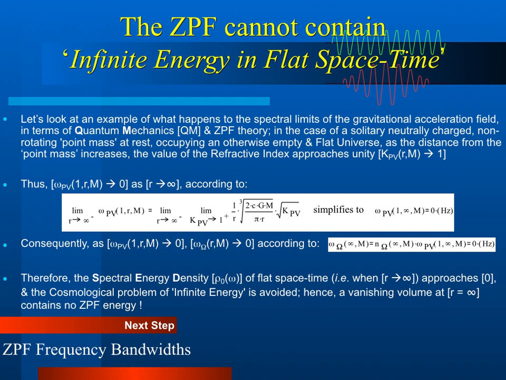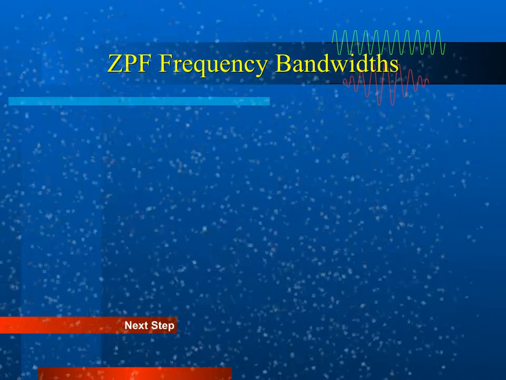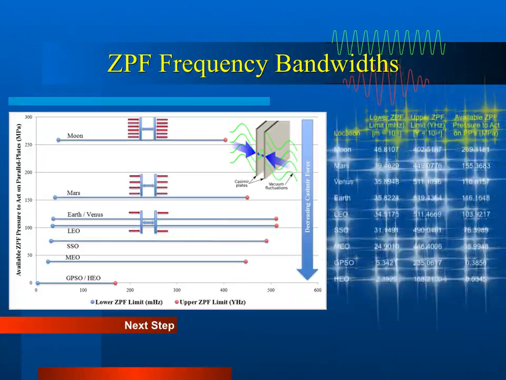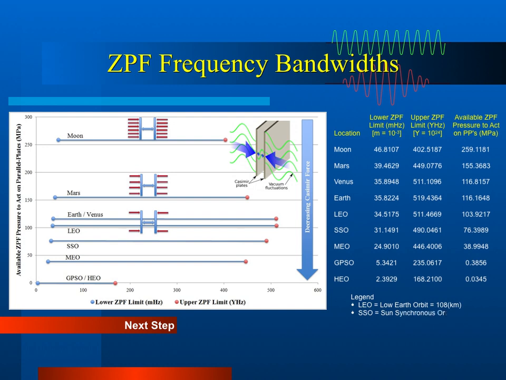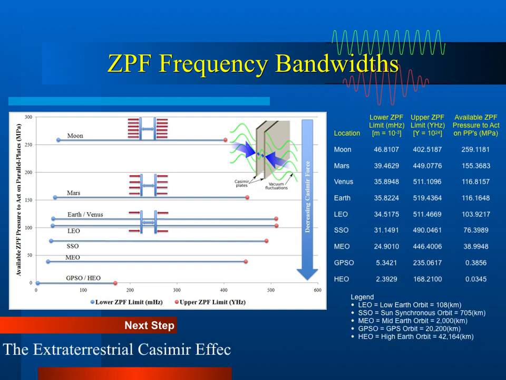So, what can we say about zero-point field frequency bandwidths? Thus far, we have demonstrated that the spectral limits of the zero-point field depend upon the radial displacement from a gravitational point source.